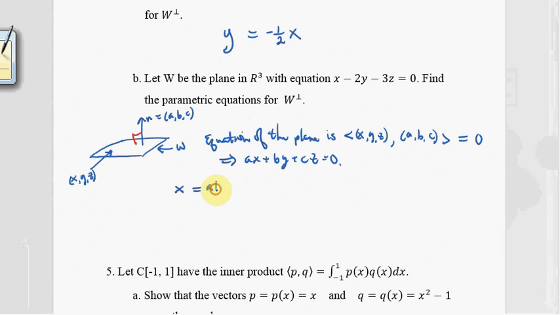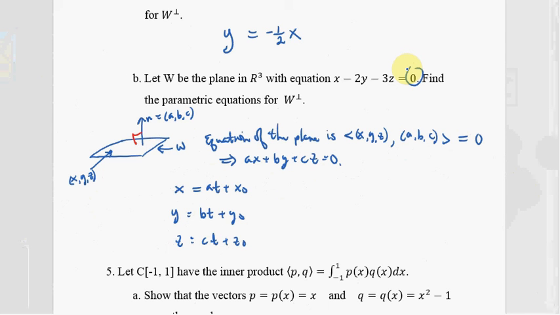X equals At plus x naught, y equals Bt plus y naught, and z equals Ct plus z naught. I told you that anytime we have a 0 there, that denotes that the equation is being spun from the origin. So x naught, y naught, z naught is 0, 0, 0.